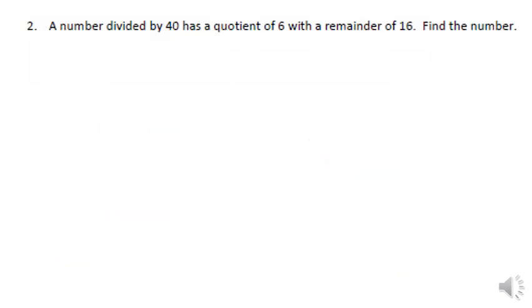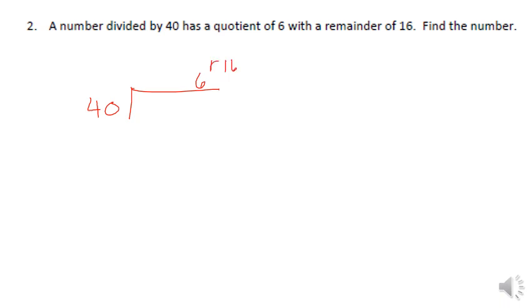Number 2. A number divided by 40 has a quotient of 6 and a remainder of 16. Find the number. So I'm going to go ahead and do a standard algorithm here so I can get an idea what's going on. This is a number divided by 40, so I know my divisor is 40. A number divided has a quotient of 6 and a remainder of 16.